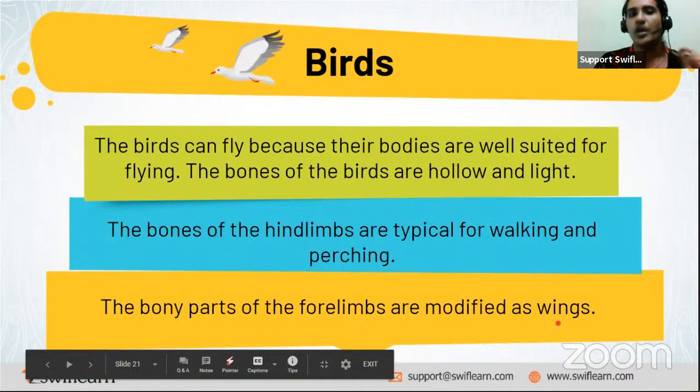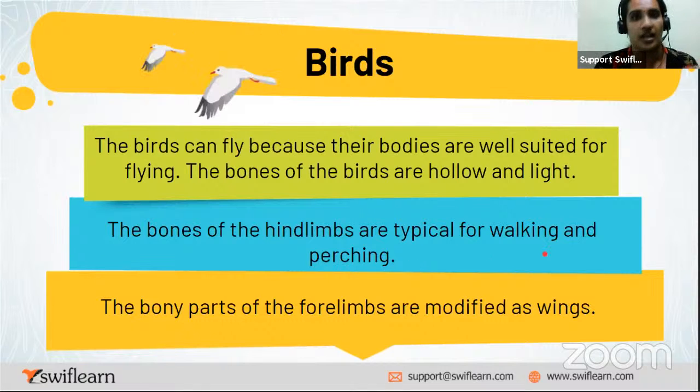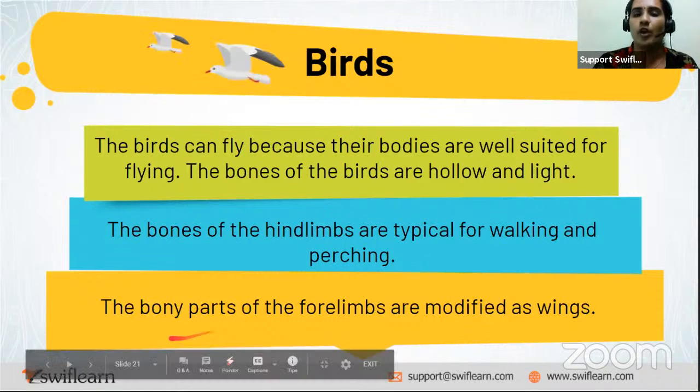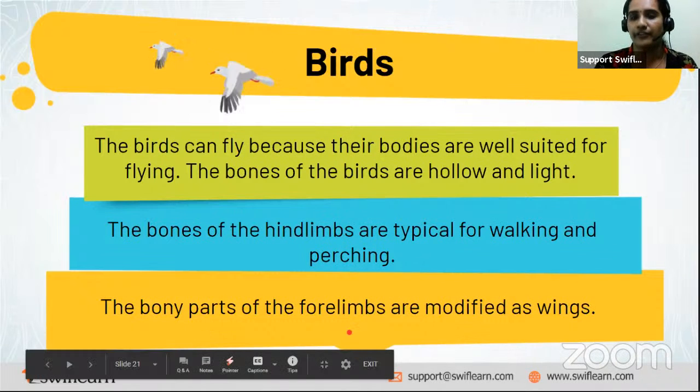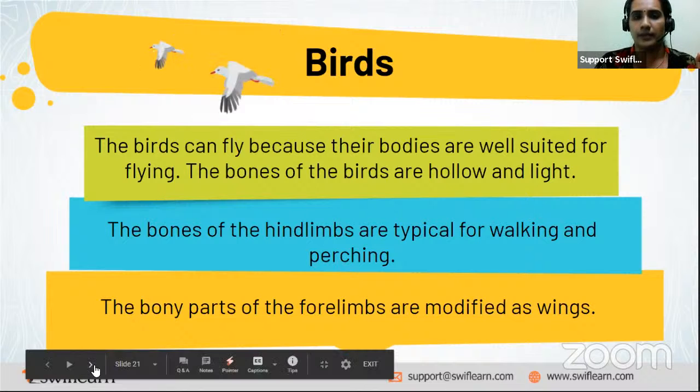Understood? So the bones of the birds are hollow and light. The bones of the hind limb are typically for walking and perching. The bony part of the forelimb is modified as wings. You can see here the hind limb has become the leg, and the forelimb, you can see how the wings are going. Forelimbs are modified as wings. So that is about the bird.